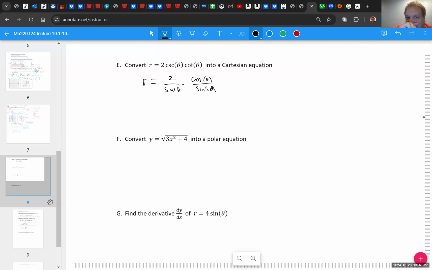So now they're in cosines and sines, which I definitely prefer. Let's see, multiply both sides by sine squared. So I get r sine squared theta is equal to, and that's a multiplication, 2 cosine theta. Let's see what I can do. Well, let me write down my formulas.